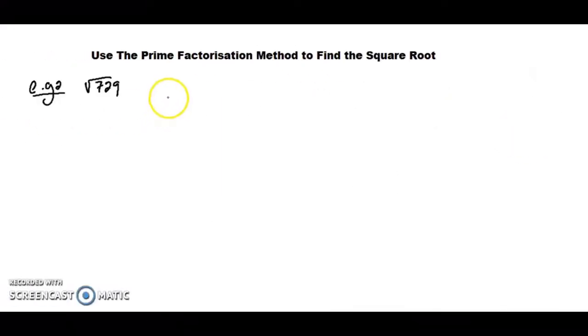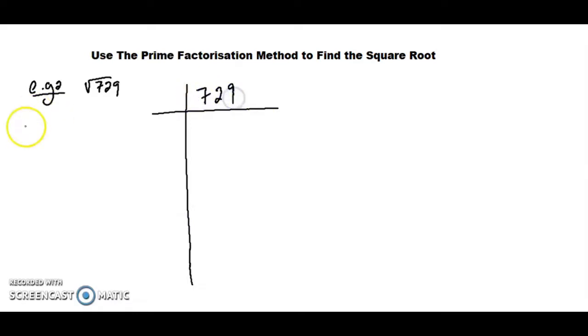We're going to look at the square root of 729. So we're going to go ahead and draw up our table just the same. So we have 7, 2, 9. And again, we're going to start off by using our smallest prime number that is divisible into the number. We're going to check to see, is 729 divisible by 2? No, it is not. Is 729 divisible by 3? Yes, it is. So we're going to put our number 3 here.